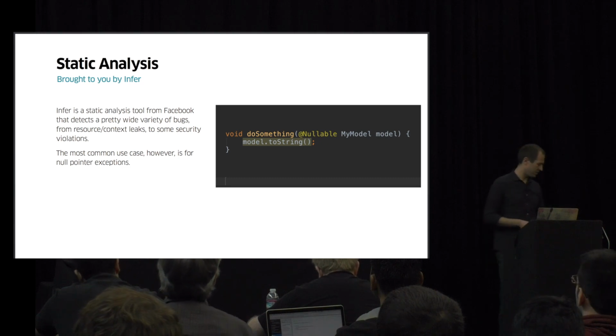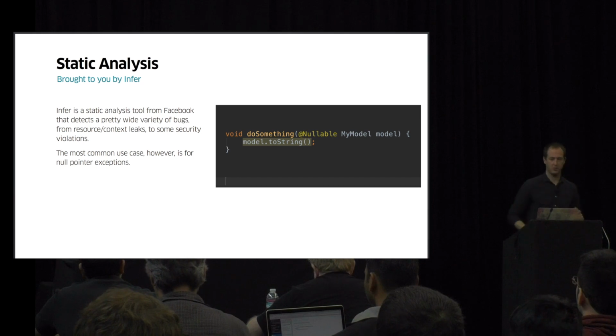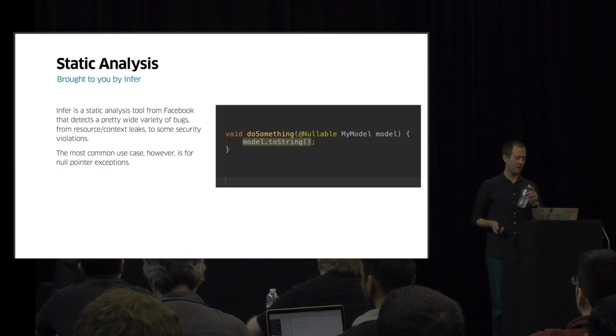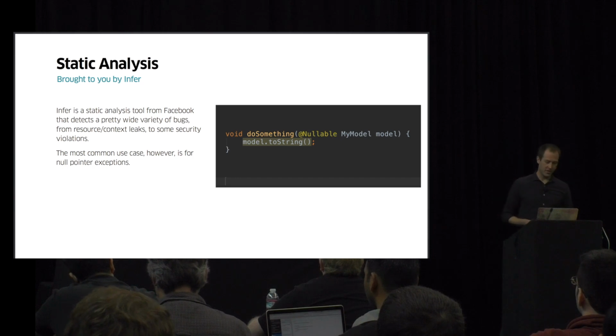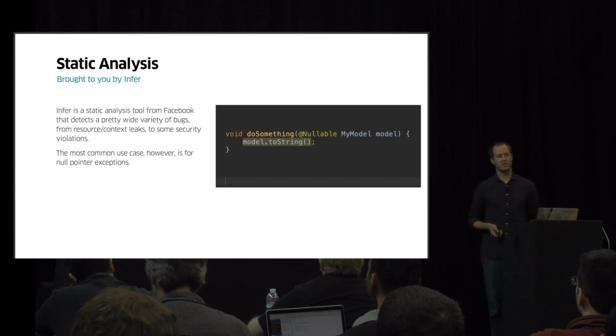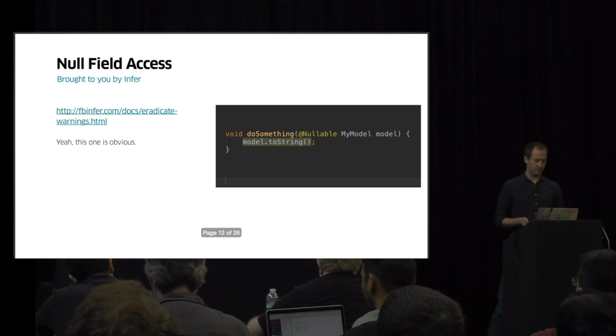The other interesting piece that I want to talk about here is Infer. It's a static analysis tool from Facebook. Other people will talk about this in much greater depth, but it's fairly interesting. It does a lot of things. It detects a lot of bugs. It's kind of a grab bag, actually, of tons and tons of different things that works really well. But the most common use case is null pointer exceptions.